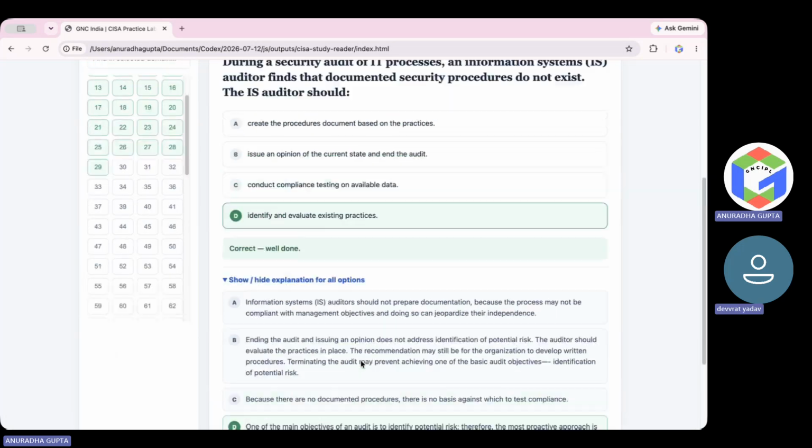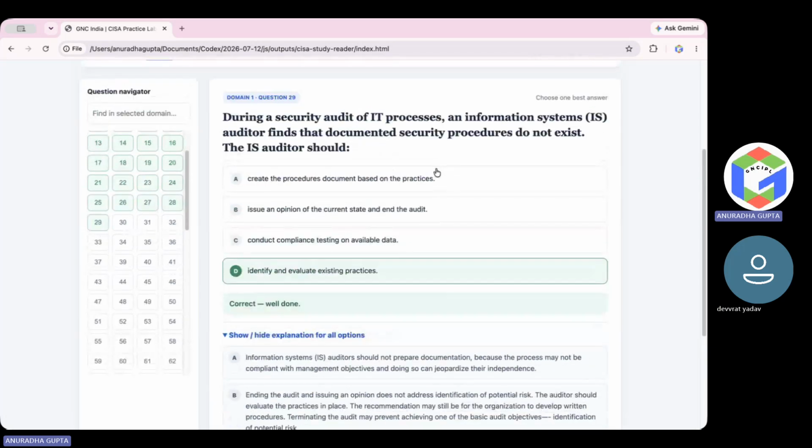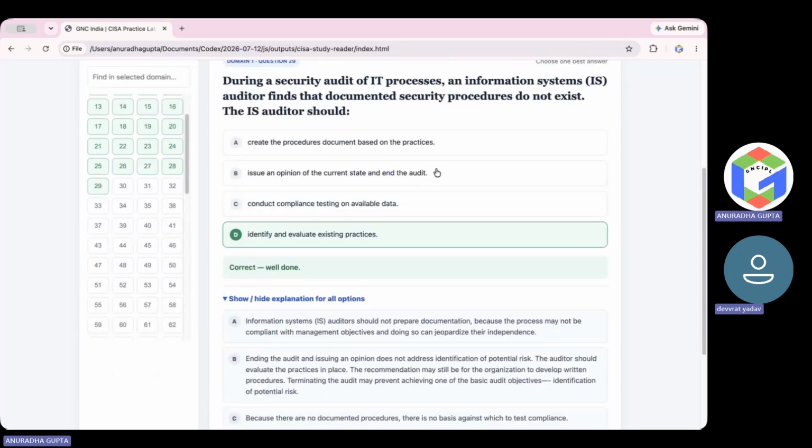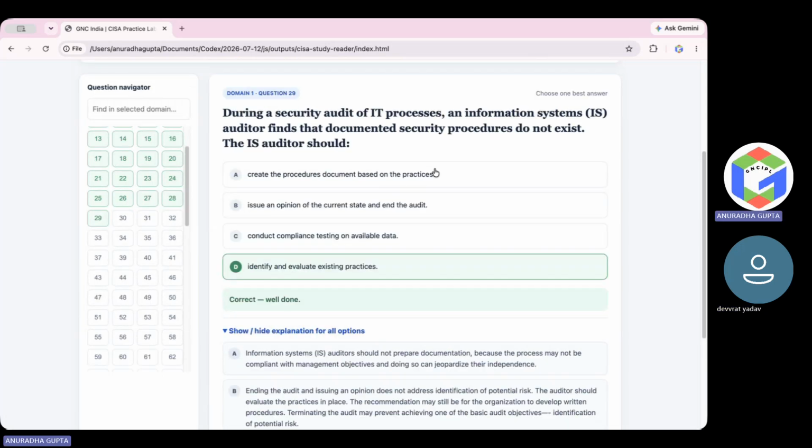Since they are not having the documented security procedures, right? So that's why identify first, and we have to evaluate existing practice. Since procedure is not there, we need to identify and evaluate the existing practice, what process they are following at ground level, then we can recommend what process they should make.